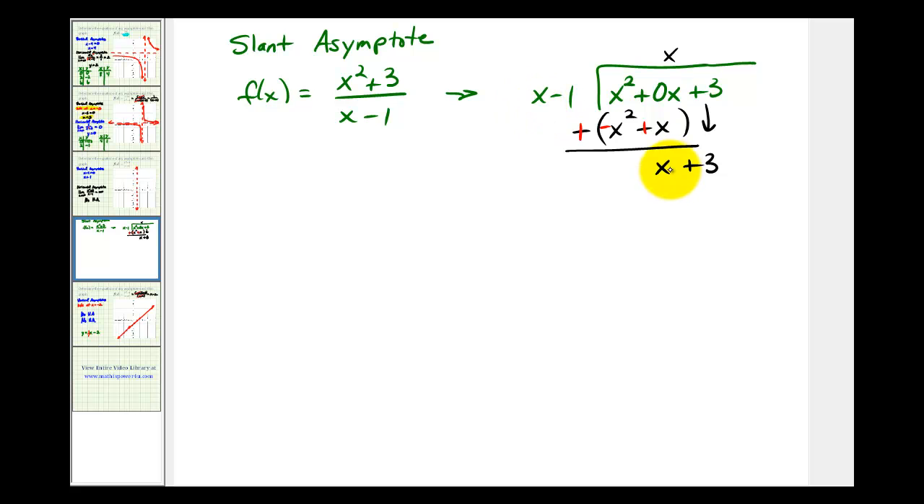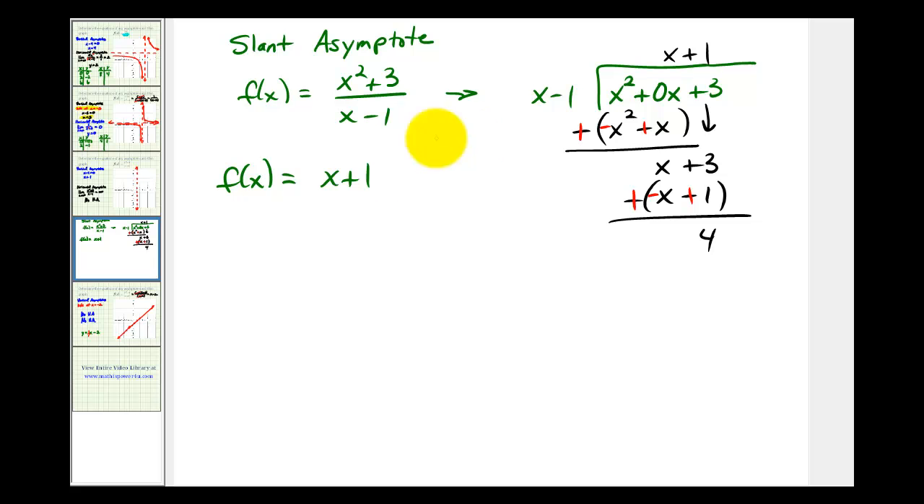What times x would give us x? That'll be positive 1. So now we'll multiply 1 times x minus 1. That's going to be x minus 1. But again, we're subtracting this quantity, so instead we'll add the opposite. We change this to addition, change that to a negative, change that to a plus sign, and the remainder is 4. So what we've discovered is that f of x is equal to x plus 1 plus a remainder of 4 all over x minus 1.